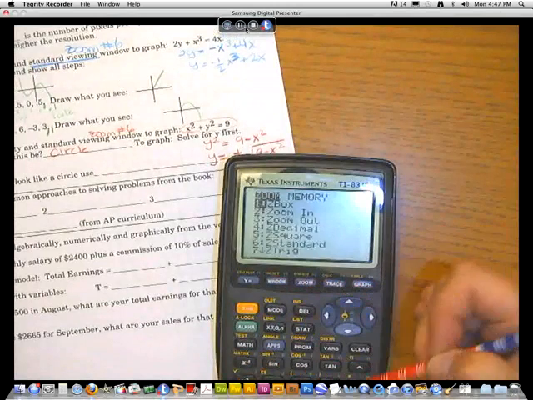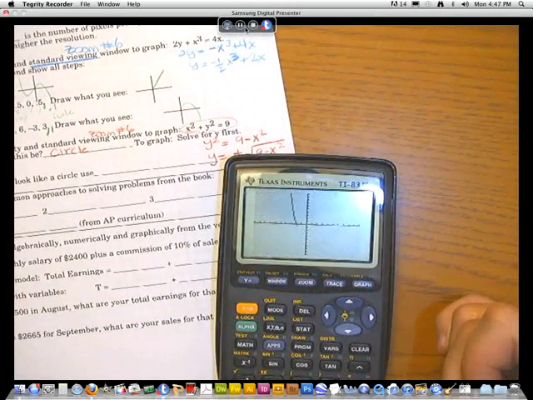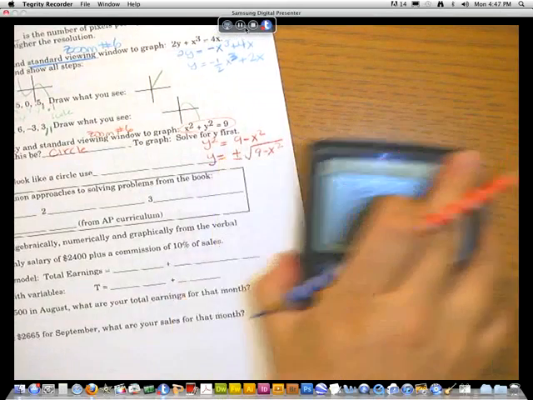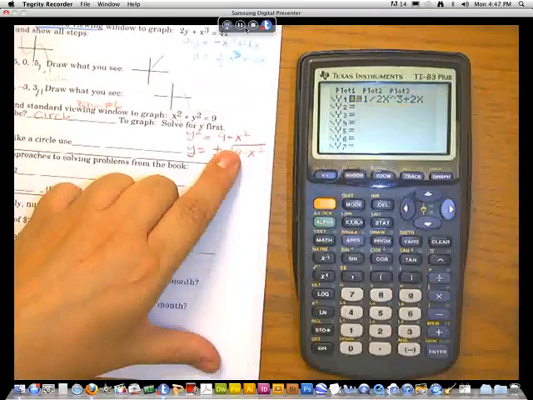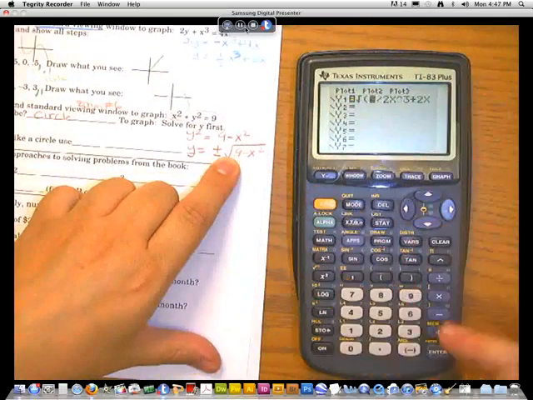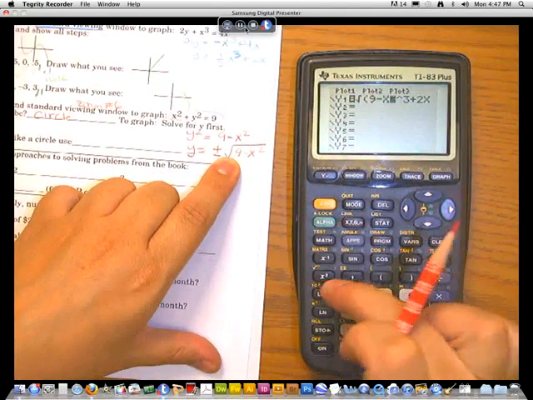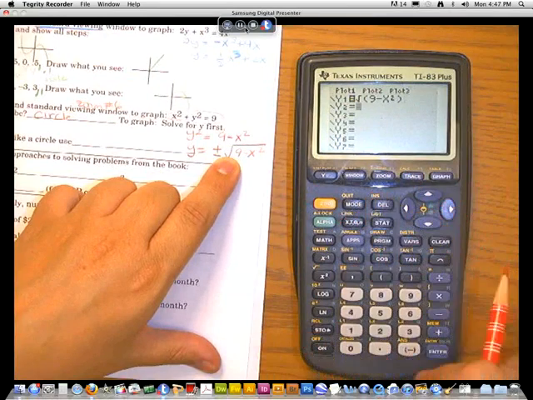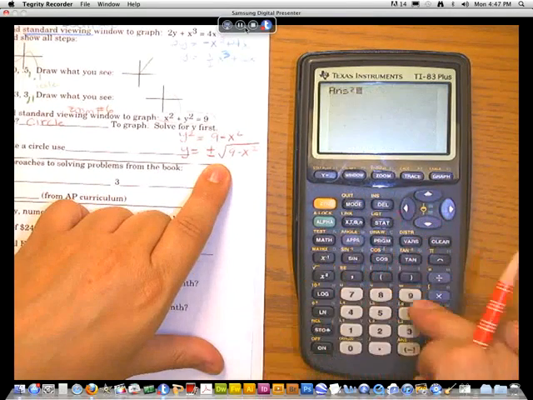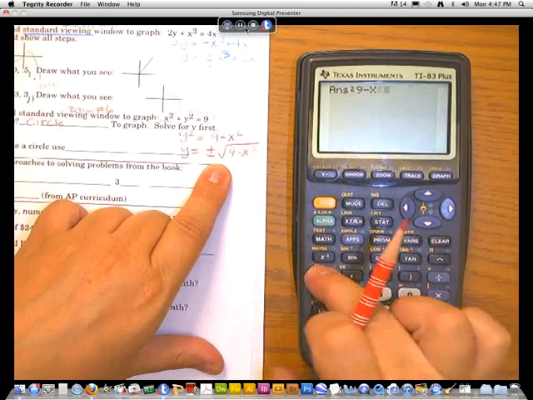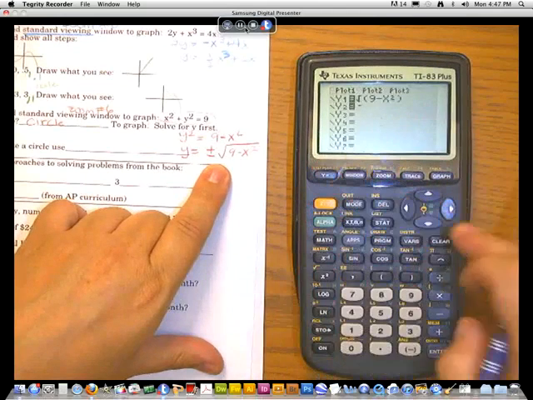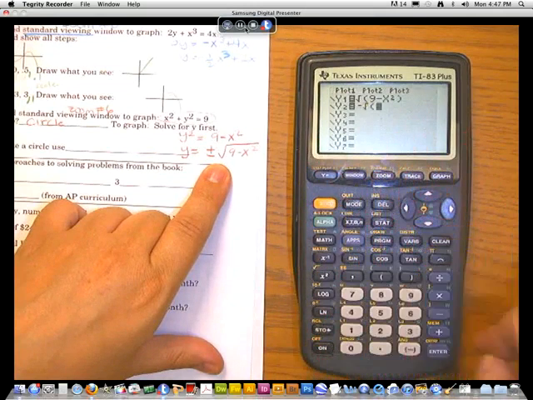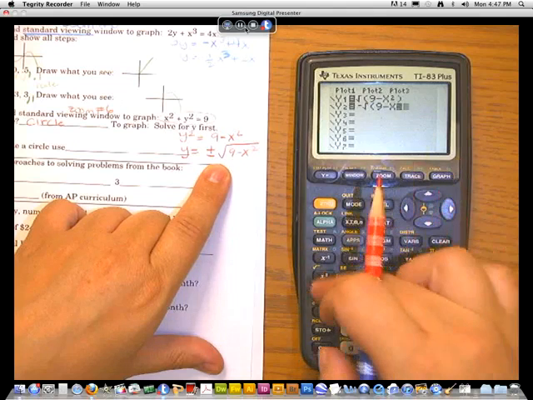So now we're going to punch it into our calculator. We're going to go back to standard, so Zoom 6. Y equals, and we have two equations. We have a positive equation, so the square root of 9 minus x squared. And then we have the negative of the square root of 9 minus x squared.